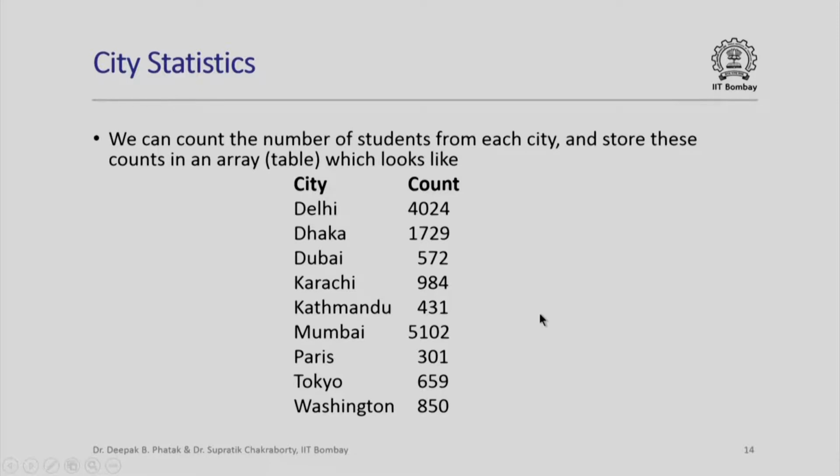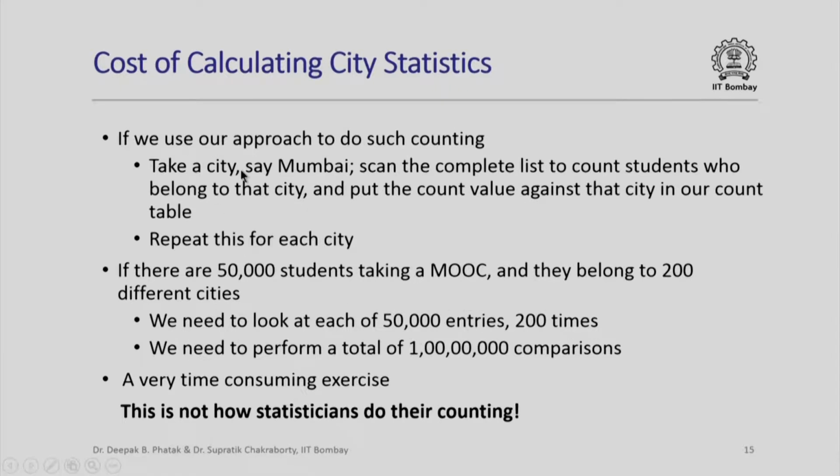Observe that this city statistics that I am counting has an uncanny resemblance to the histogram that I was counting, but we will come to that in a moment. Now if we use our approach to do such counting, which we used in histogram counting, we take a city, scan the complete list and put the count value against that city in our count table, and we repeat this for each city. Now look at the operations involved.